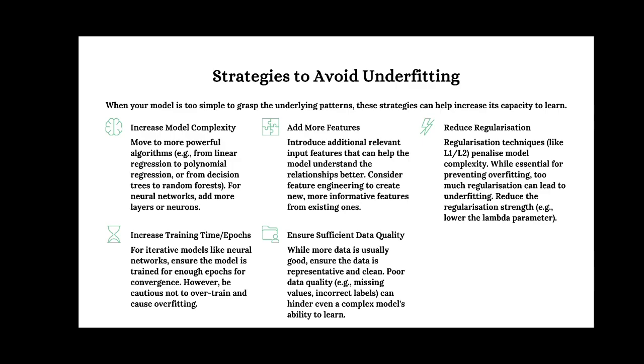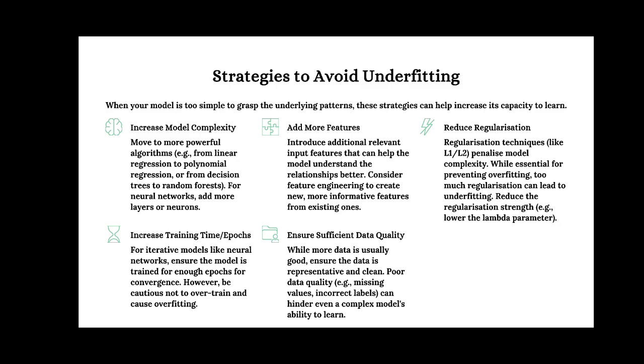Then the strategies to avoid underfitting. Once we have diagnosed underfitting, how do we fix it? When our model is too simple, we need to increase its capacity to learn. Here are the key strategies. First, increasing model complexity. This is the most direct approach. We can switch to a more powerful algorithm, like moving from linear regression to polynomial regression, or from a single tree to a random forest. For neural networks, we can add more layers or neurons.